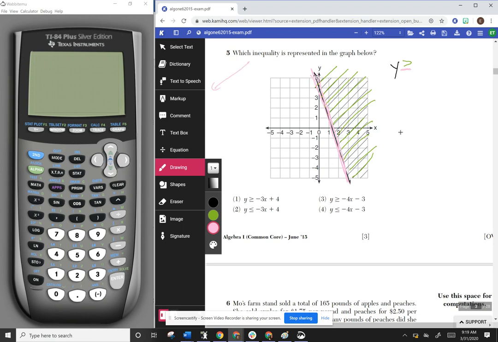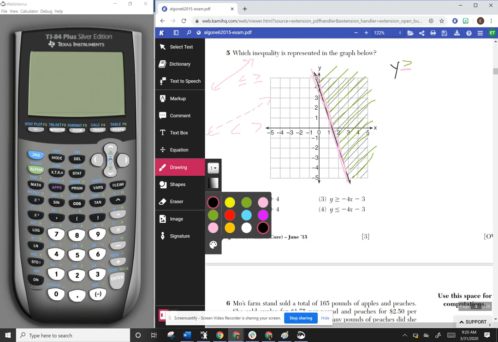When you have a solid line, like that pink line I just drew, it's going to be less than or equal to or greater than or equal to, depending on which side it's shaded. And if it's a dotted line, like the one I just drew below it, it's going to be less than or greater than, not equal to. And then it's going to be less than or greater than depending on what side of the line is shaded. So this is shaded above the line, so it's greater. The black line is solid, so it's going to be equal to.